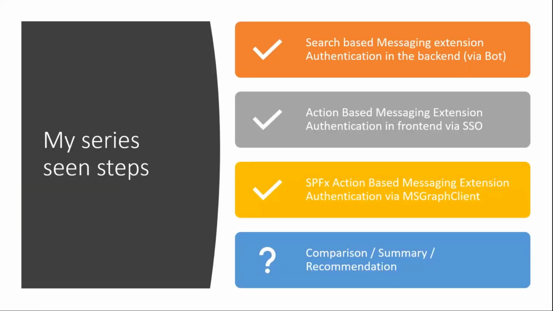And this demo, or this code sample, is part of a series that I wrote in my blog. You might have seen, as I mentioned 7 weeks ago, I was presenting in the general dev call a search-based messaging extension where the authentication took place in the backend via the bot channel. Then I wrote an additional option where I used the action-based variant for this same scenario, and there the authentication took place in the front end via Teams SSO.